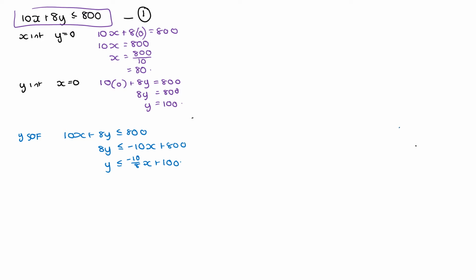So next up, we're going to do constraint 2. So constraint 2 is going to be 3x plus 4y is less than or equal to 360. So again, we're going to find the x-intercept and the y-intercept. So to find the x-intercept, we have y is equal to 0. So we're going to go through the working out of it. And we're going to have 3x plus 4 times 0 is equal to 360. We're then going to have 3x is equal to 360. And then x is equal to 360 divided by 3, which is 120.